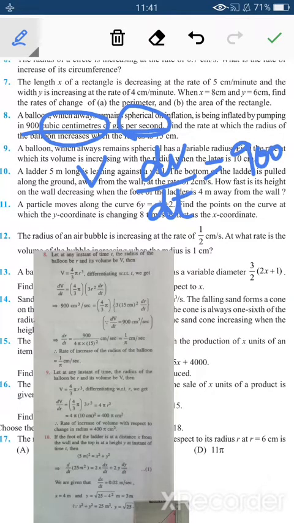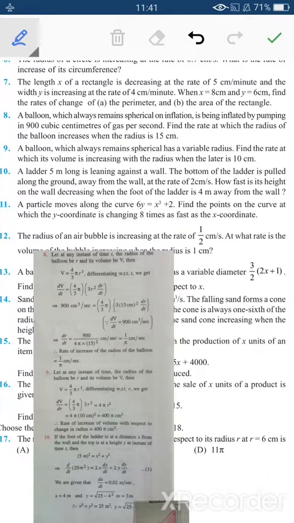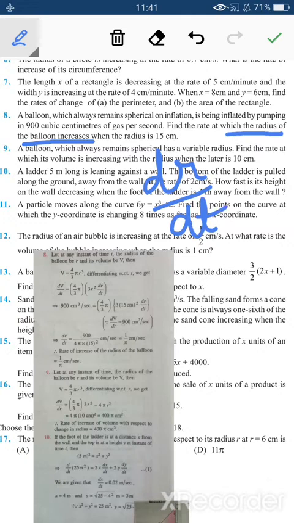Now second is, find the rate at which the radius of the balloon increases. We have to find the rate at which the radius of the balloon increases. That means we have to find dr/dt when the radius is 15 centimeter. So dr/dt we have to find at r equal to 15 centimeter. So this is our question. Let us see the figure.